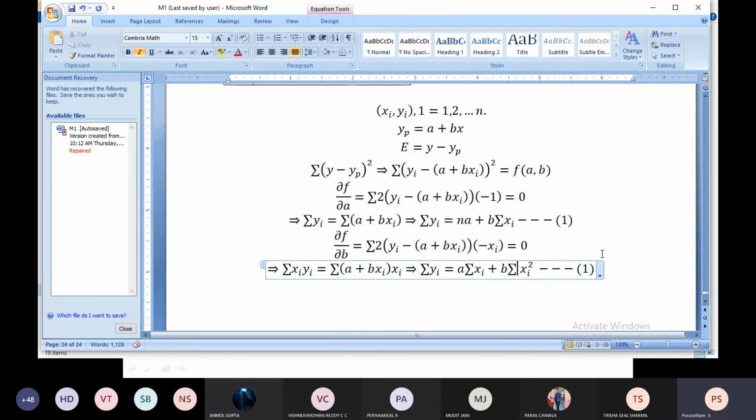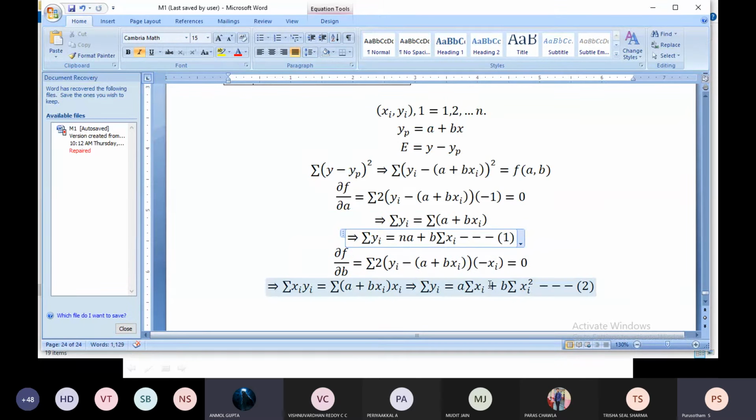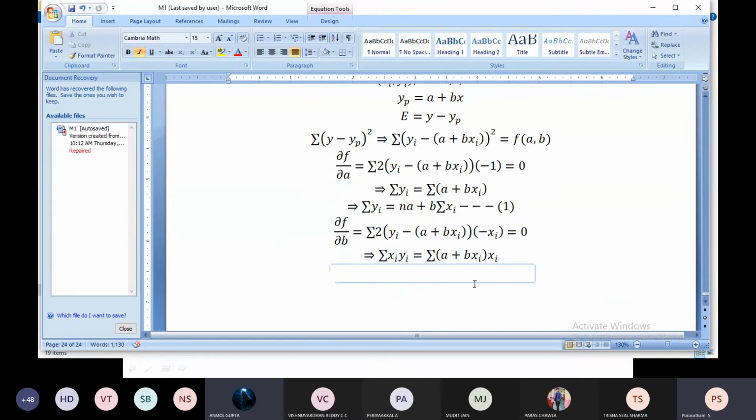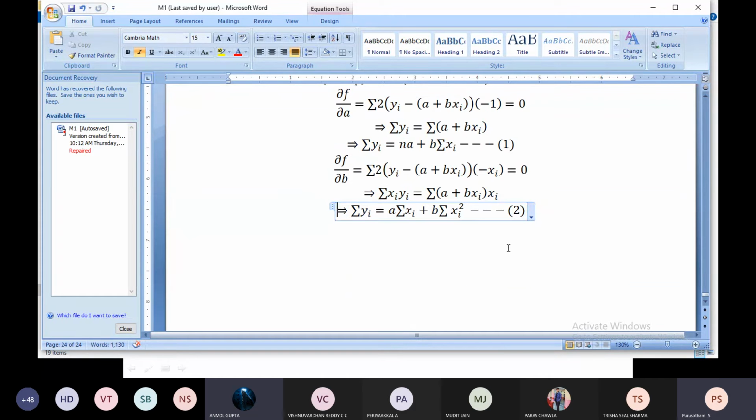Sigma xi square. This I may denote as equation 2. Do you understand equation 1 and 2 clearly? Yes, sir. Now, if you look at equation 1 and 2, are they linear or non-linear?